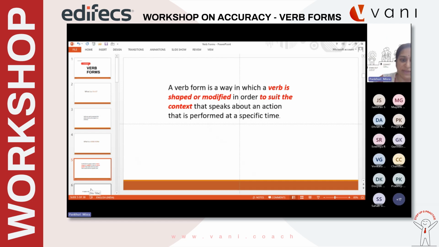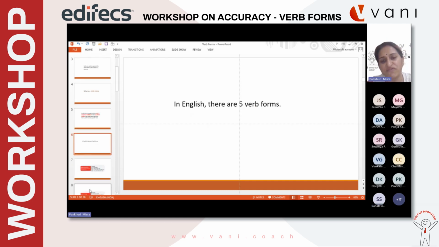In English, we will primarily always focus on 5 major verb forms. If we can have clarity on these 5 major verb forms, then our grammatical accuracy in terms of verbs and tenses increases manifold. The first two are relatively the simplest ones.